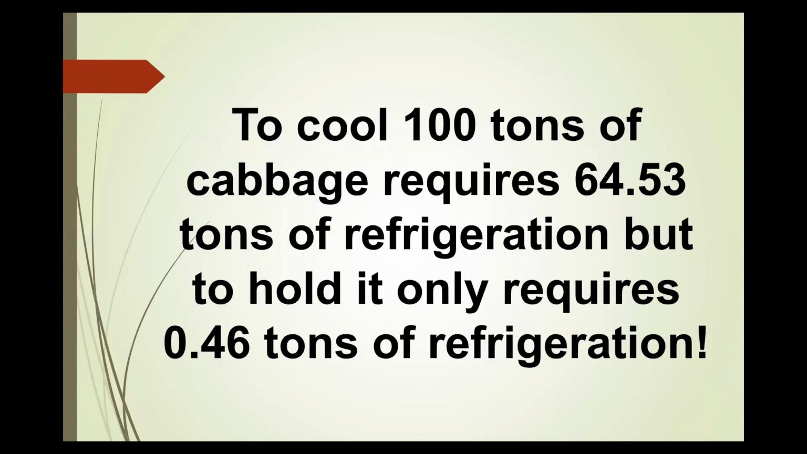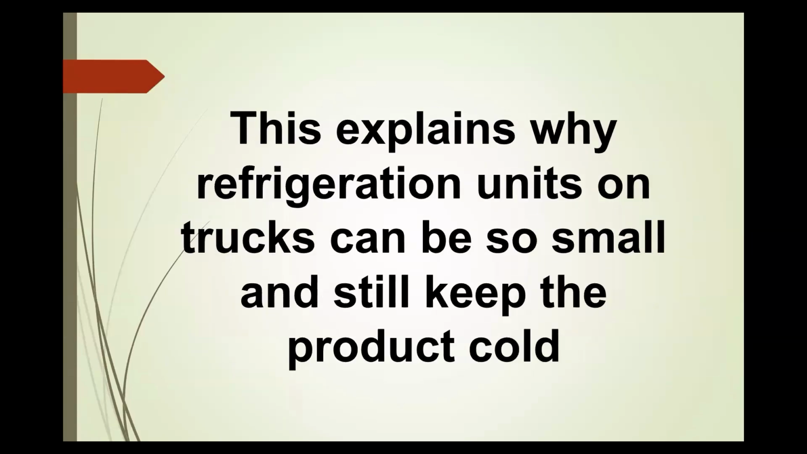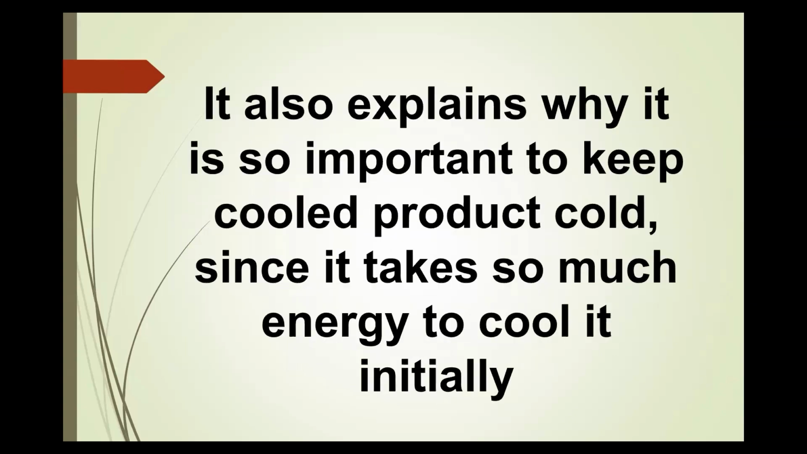To cool 100 tons of cabbage required 64.53 tons of refrigeration, but to hold it requires 0.46 tons of refrigeration. 0.46 tons is only about 7% of the refrigeration capacity initially needed to cool the cabbage. This explains why refrigeration units on trucks can be so small and still keep the product cold. It also explains why it is so important to keep cooled product cold, since it takes so much energy to cool it initially.